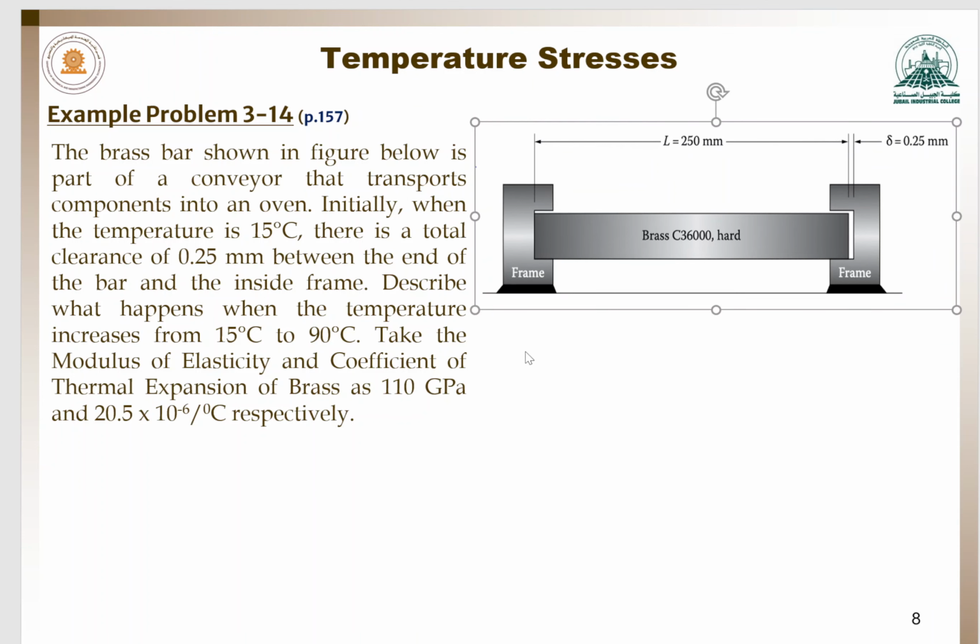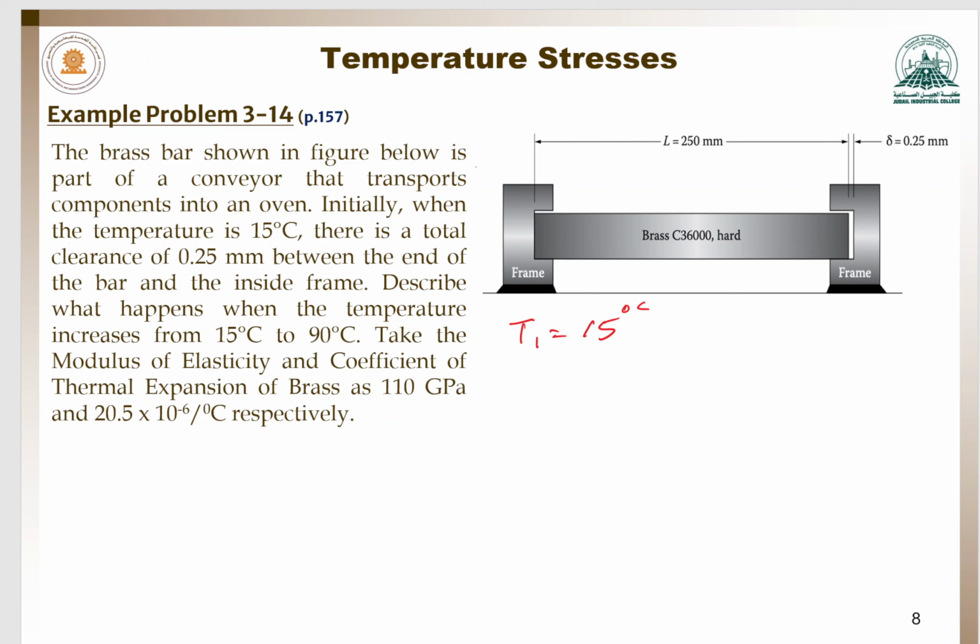It is part of a conveyor that transports components into an oven. Initially, when the temperature is 15 degrees Celsius. So he gives me the initial temperature, is it not? What does he give me? He gives me T1. T1 is equal to 15 degrees centigrade.